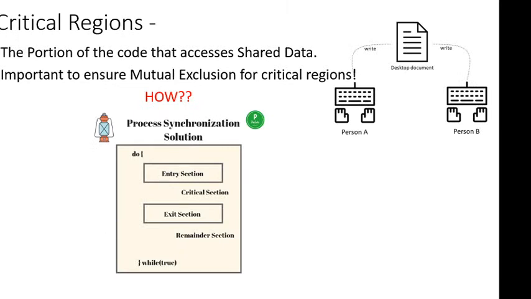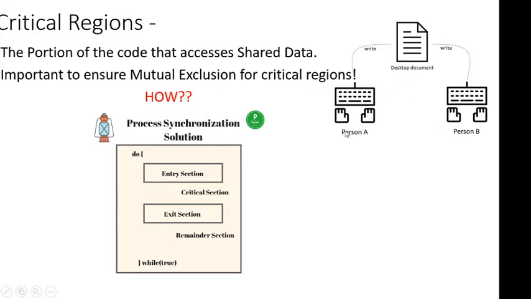And today's last topic we'll do is what is critical section. Now look, this is sharing data. Now say person one has some program, and that program runs sequentially, and then he writes to some document, and person B also has some program, and that program is also writing to the same document.